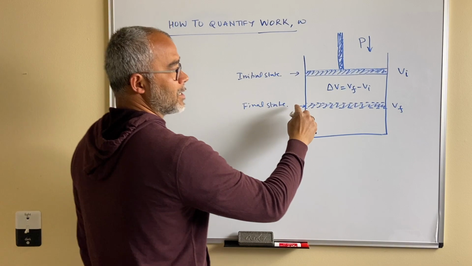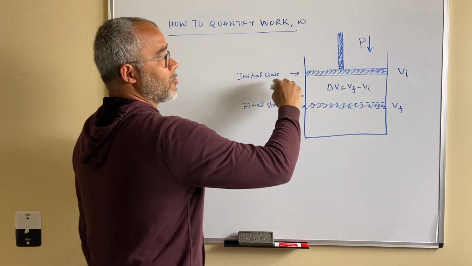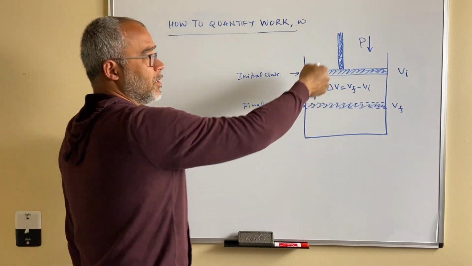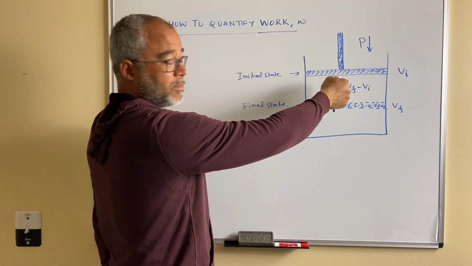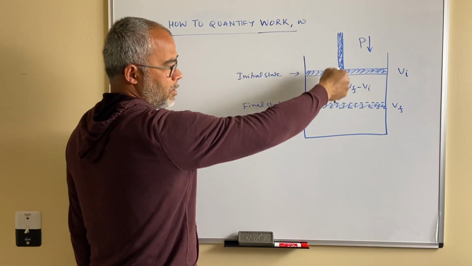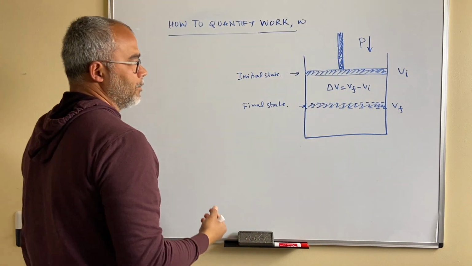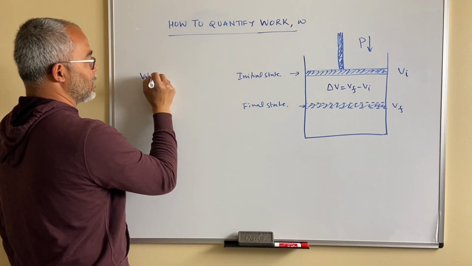All right, so if we try to understand how much work was done on the system, notice carefully, the system is actually the gas inside, out here. The surroundings is everything else. So by pushing the piston down, you're actually doing work on the system. So the pressure is going up, and the system is actually gaining, okay?